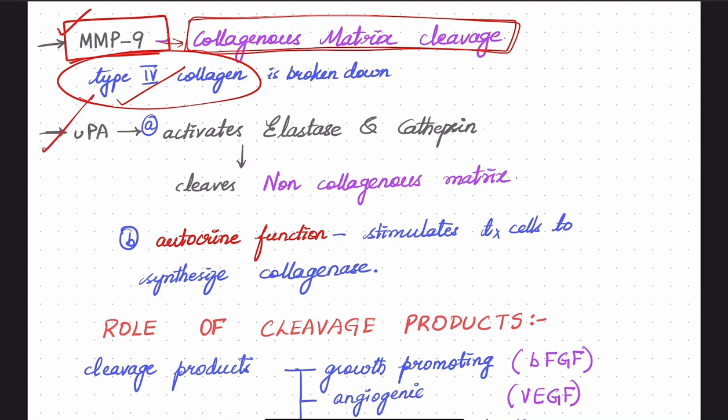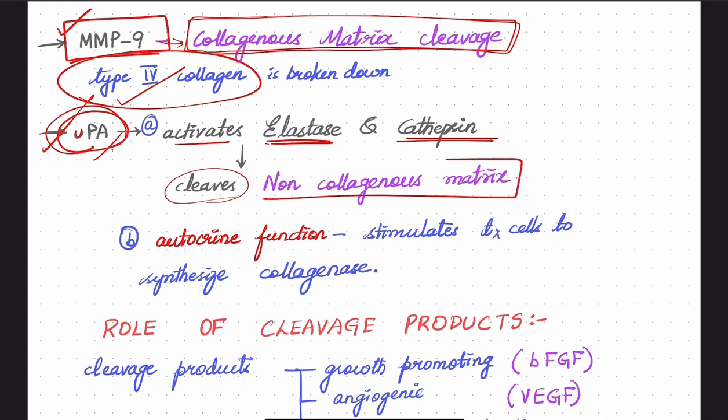Whereas the urokinase type PA has two kinds of functions. It activates elastase and cathepsin. Once it is released, it in turn activates elastase and cathepsin, which cleave, that is break down, non-collagenous matrix like glucuronic acid, hyaluronic acid, sulfates, all this present within the matrix. These are broken down. The non-collagenous part is broken down.